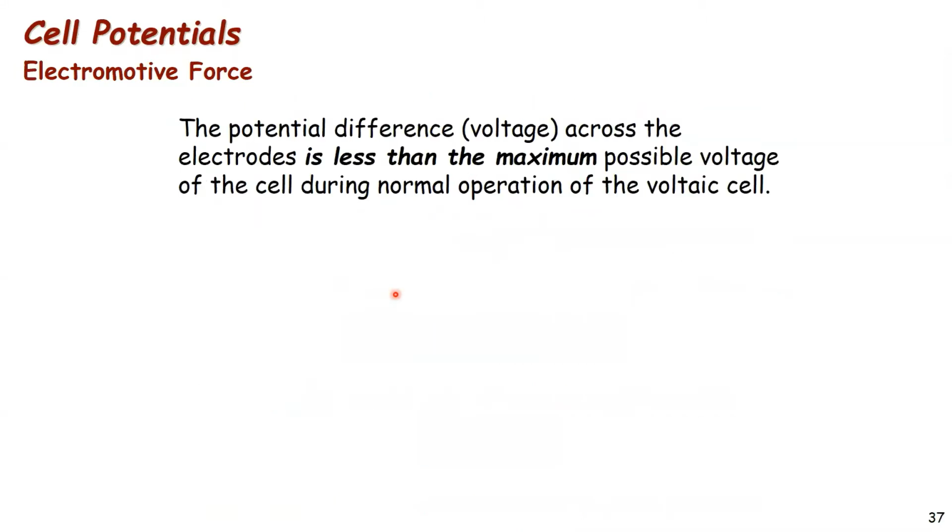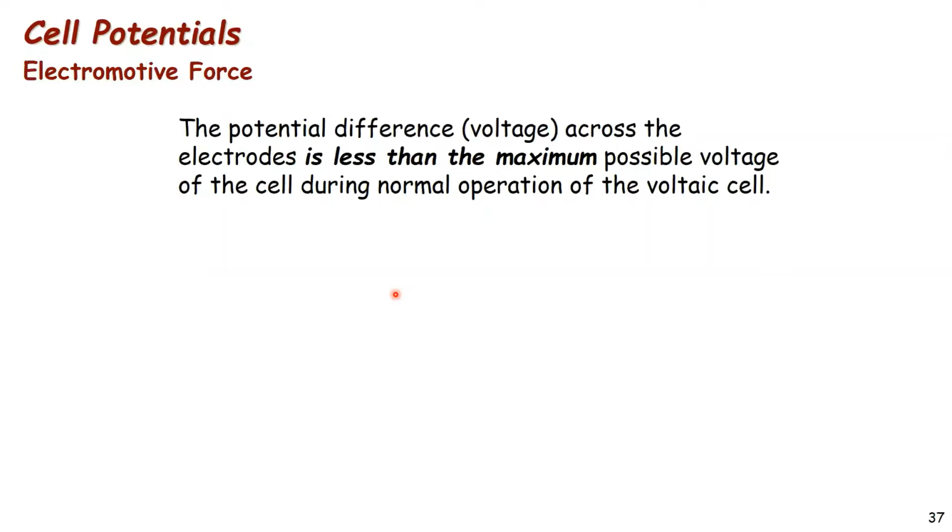Okay, next I want to talk about the electromotive force. So the potential difference, again, the voltage across the electrodes, is less than the maximum possible voltage of the cell during normal operation of the voltaic cell. Again, this would be the same thing like the water tower. If you put a pressure gauge on your faucet, before the faucet, that pressure gauge is going to read, let's say you have really good water pressure, 100 psi, 100 pounds per square inch. As soon as you turn on that faucet, that pressure is going to drop slightly.